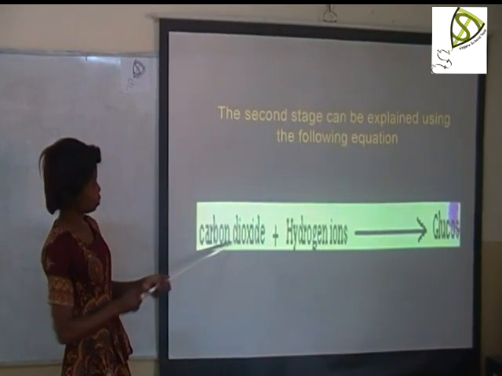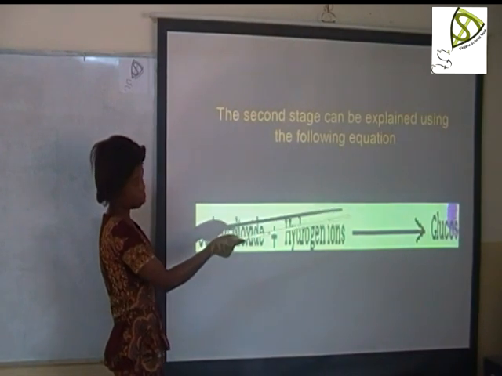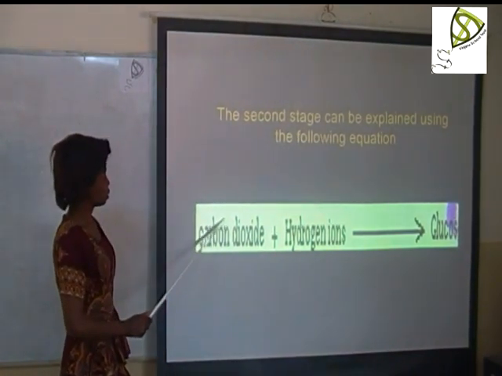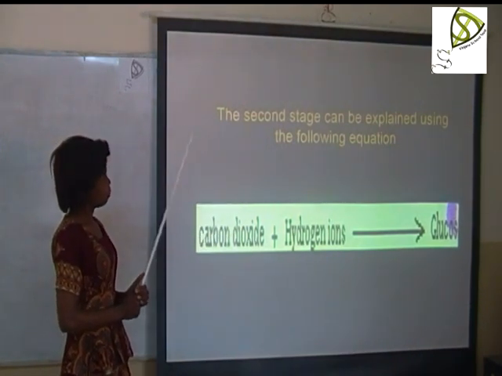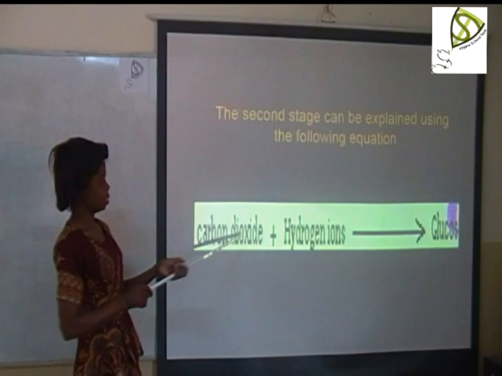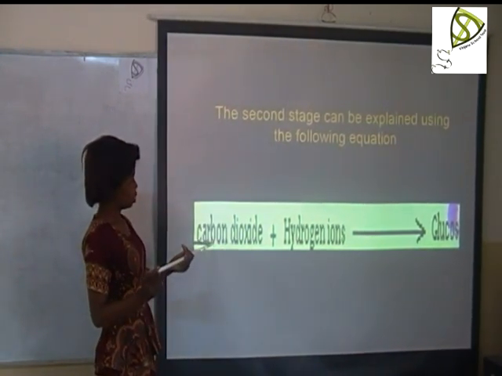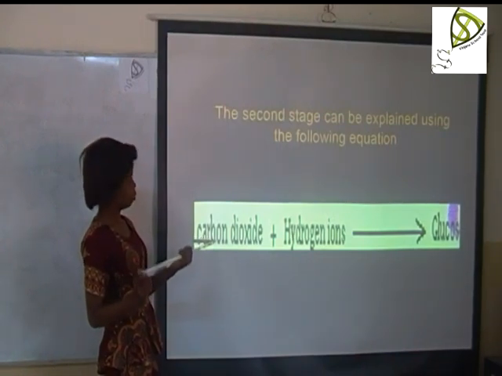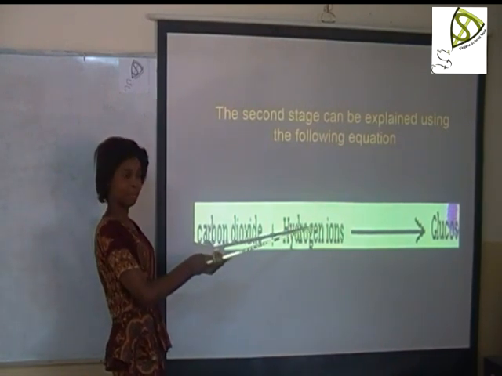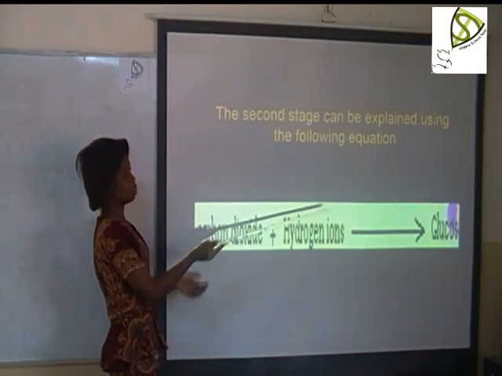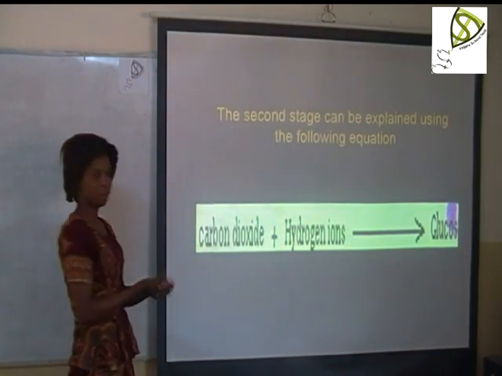So here we're having carbon dioxide combined with hydrogen ions to give us the glucose. So this stage does not require light energy. All that is needed is carbon dioxide and hydrogen ions. So in this stage, which is not driven by light energy, we only have carbon dioxide combining with hydrogen ions from the first stage of photosynthesis to give us the products which are known as glucose or carbohydrates.